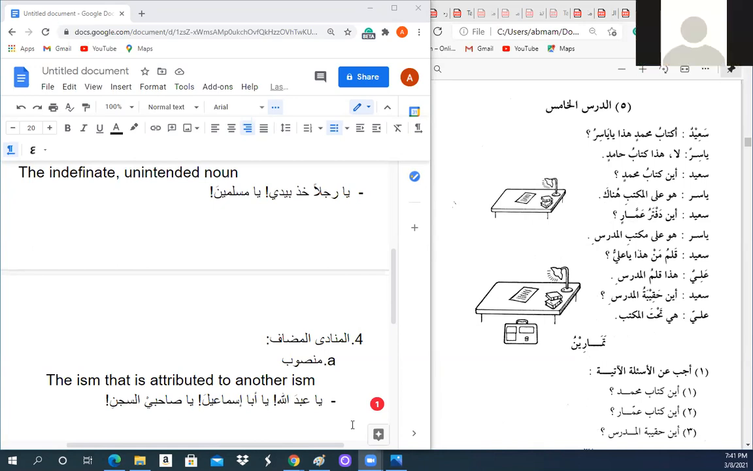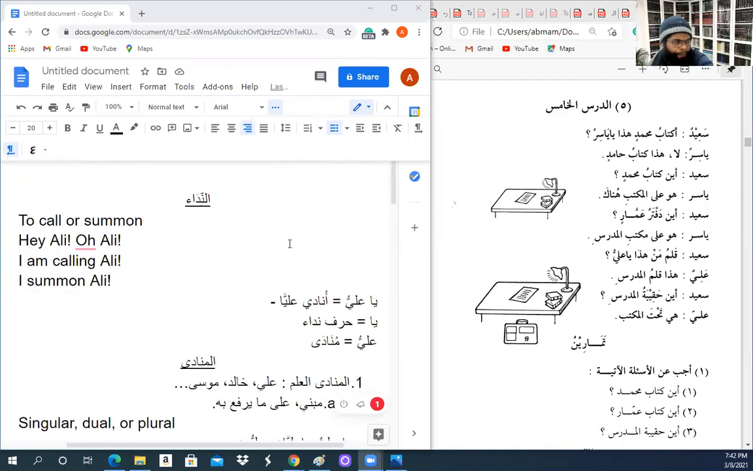So Sheikh, one question: what are the meaning differences in what you said, Ya Abdallah, Ya Aba Ismaila? Or are the meanings basically the same? Abd means what? Abd means ghulam or slave of Allah or something.